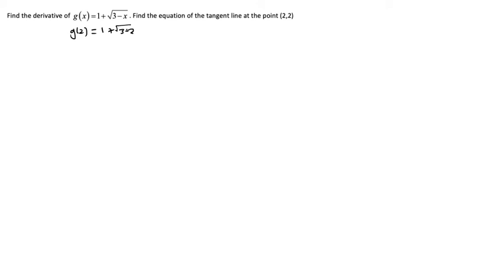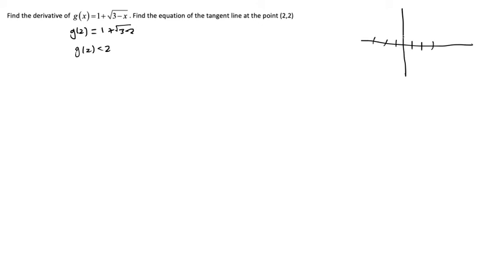Of course, 3 minus 2 is just 1, radical 1. So g of 2 does equal 2, which of course makes sense. That's what we're saying. When x is equal to 2, the function value is 2. Okay. Quick sketch of this graph, I guess. We don't need to graph this every time.